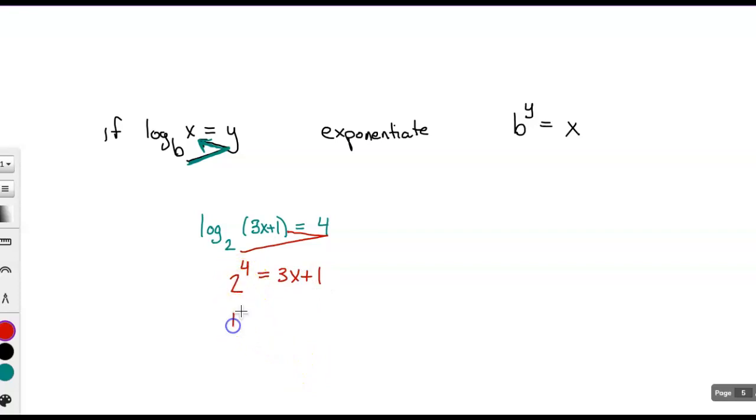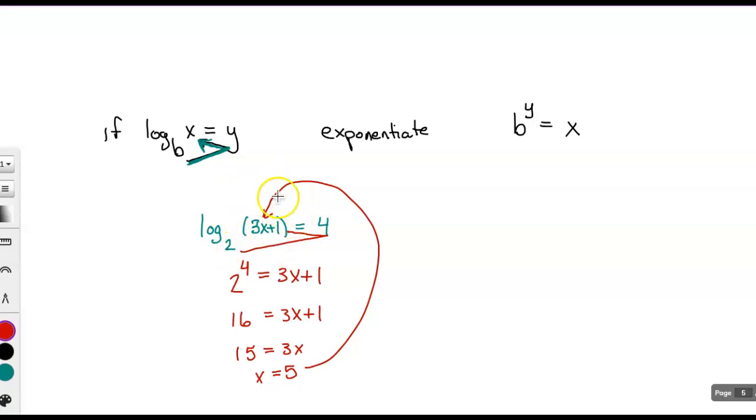So 2 to the 4th is 16 equals 3x plus 1. Subtract 1 from both sides. 15 equals 3x. Divide both sides by 3, and you get x equals 5. And then real quickly, plug it in. 3 times 5 is 15, plus 1 is 16, so that's a positive number. It's not 0, so this is fine.